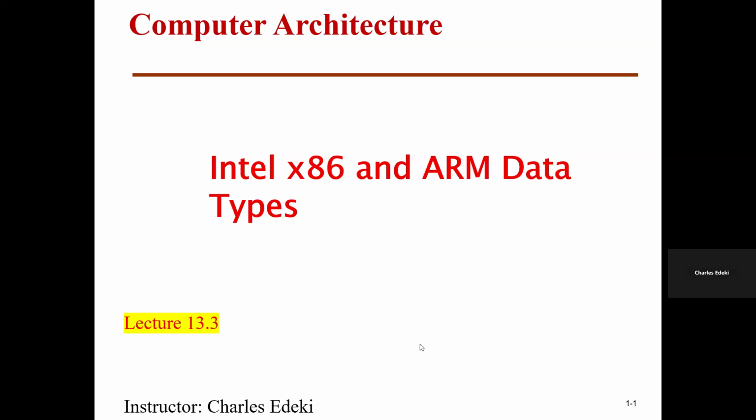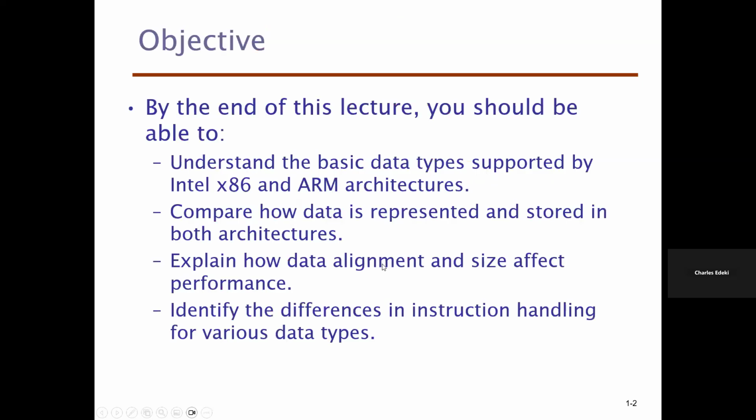We start with it. So in this section, again, we are going to do a comparison study of the data types. We compare Intel x86 with the ARM architecture, their data types. Hopefully by the end of this lecture, we will understand the basic data types supported by both Intel x86 and ARM architectures. Also, we compare how data is represented and stored in both architectures. Then we explain how data alignment and size affect performance. Then we identify the differences in instruction handling for various data types.